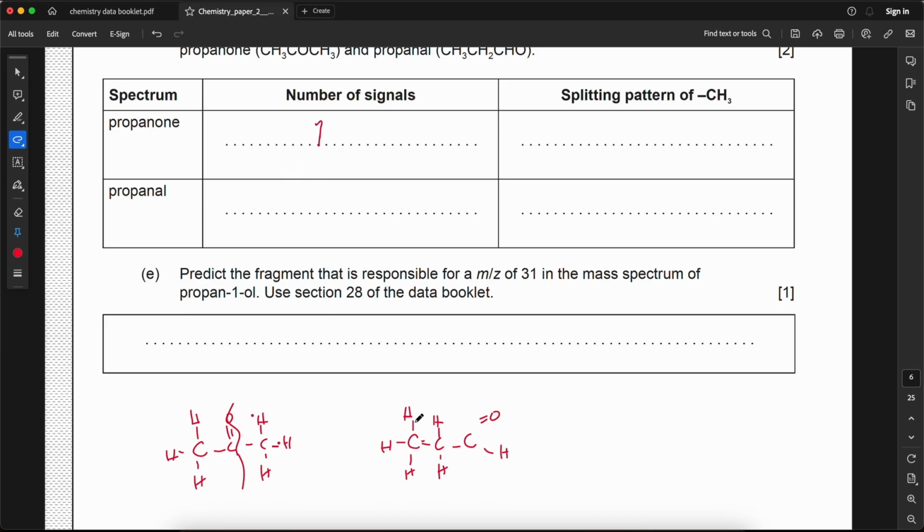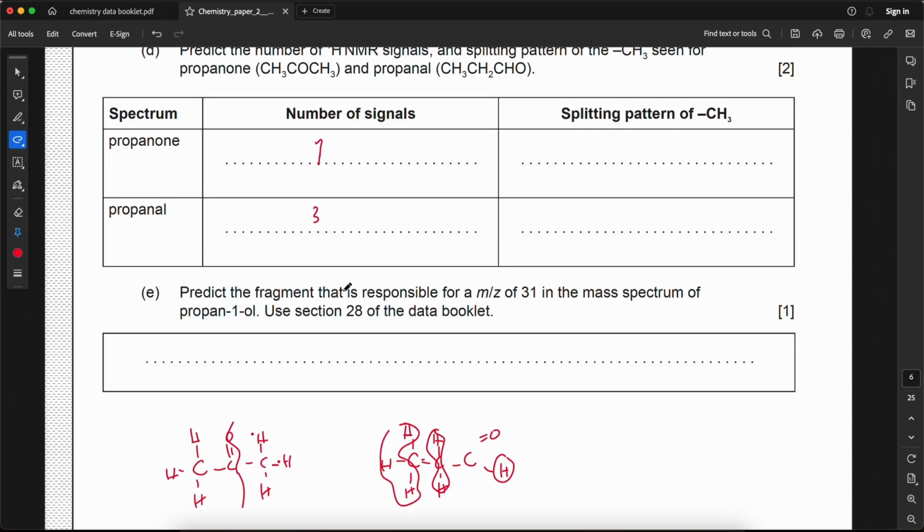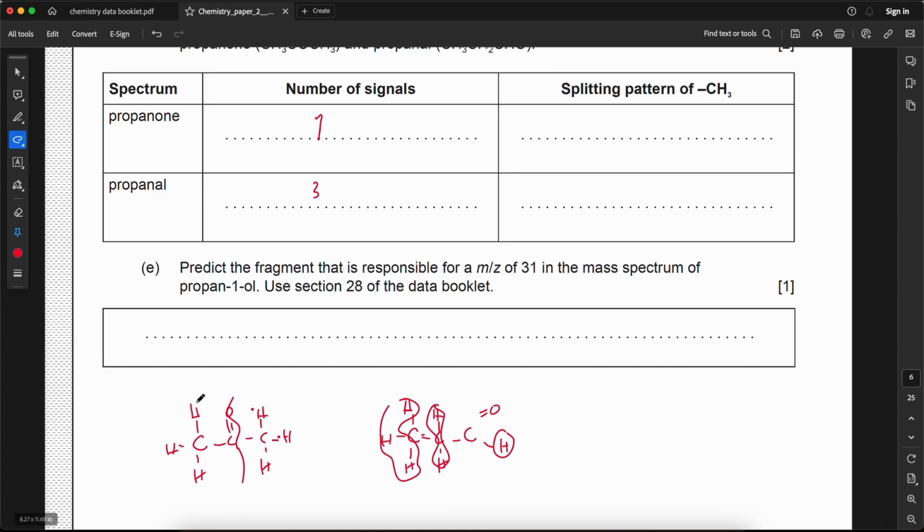And for propanal, these are different, this also different, and this also different. So it will be 3. And splitting pattern of CH3. So for this CH3, it is next to the C that doesn't have H. It means the splitting pattern will be singlet. But the CH3 here is next to the CH2. So it would be triplet.